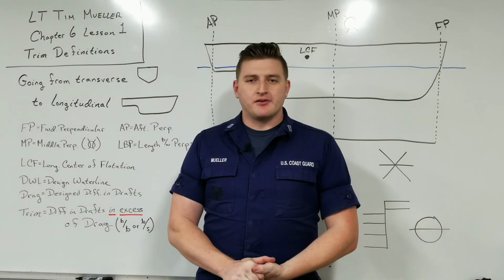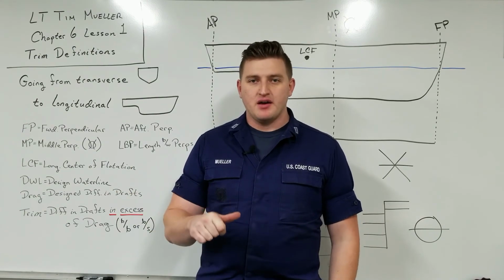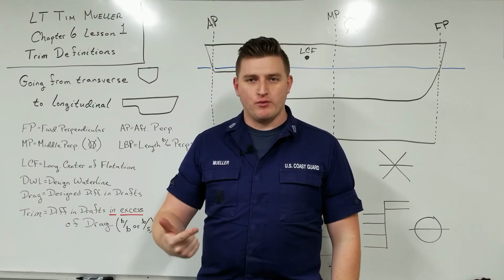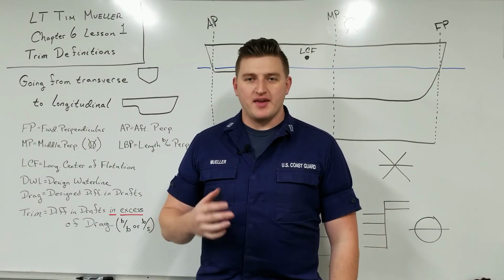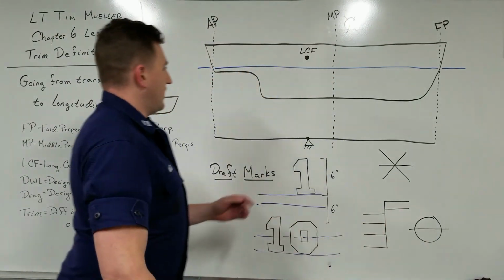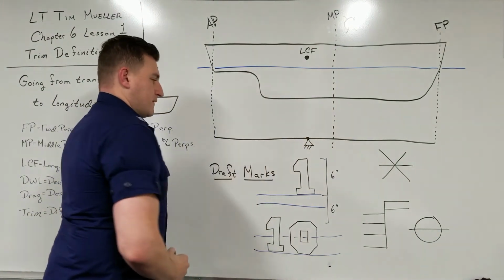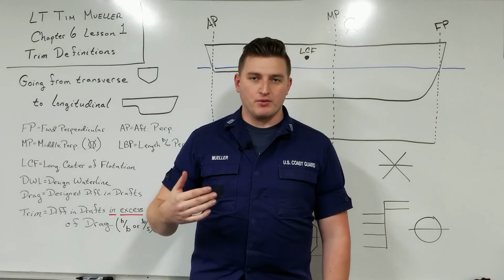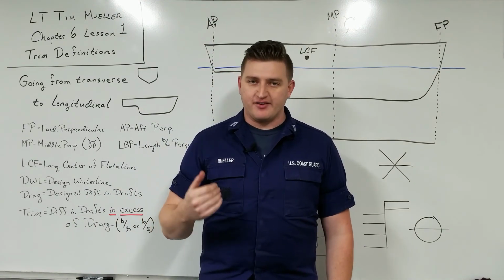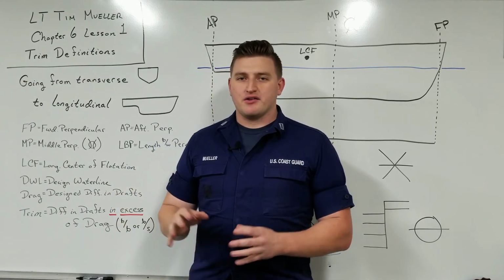So now in this chapter, we're going to go over a lot of stability problems when it comes to trimming a vessel, how a ship moves longitudinally when we add weight, remove weight, and shift weight. Remember, the LCF, that all-important pivot point on a ship, is typically going to be aft of the middle perpendicular. So when we see something like LCF equals 10, that means that the LCF is 10 feet aft of the middle perpendicular.